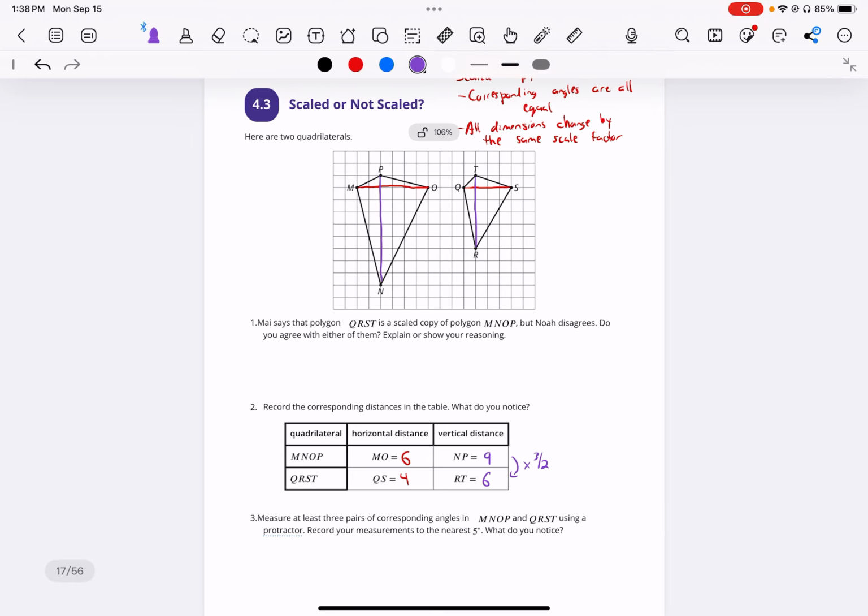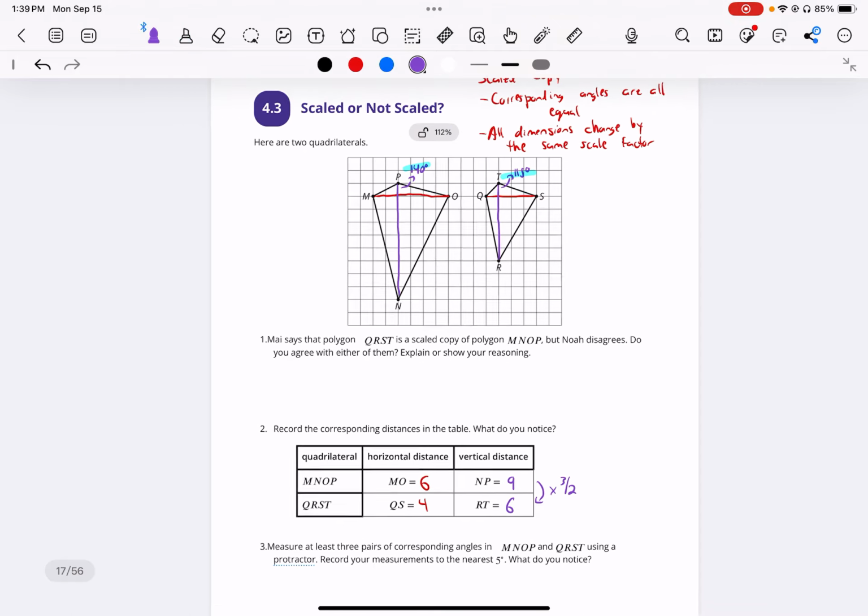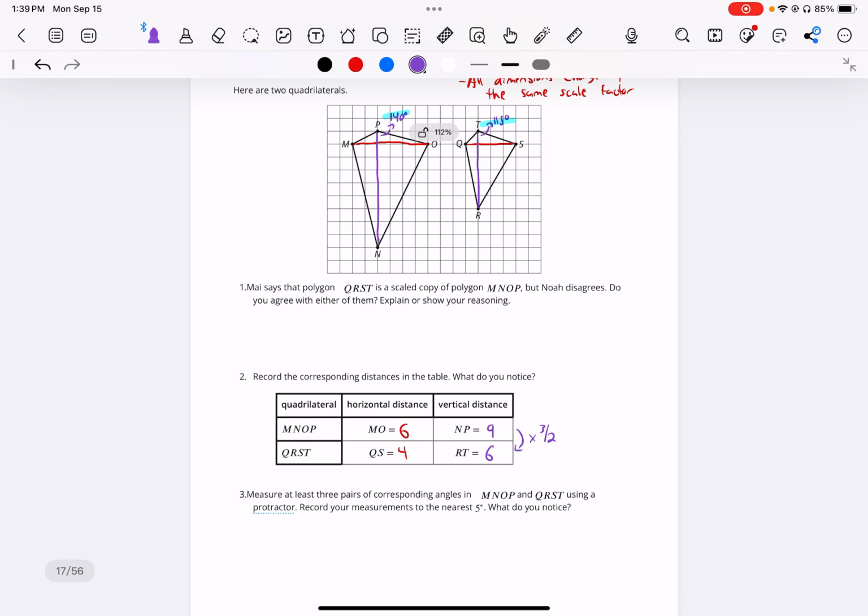But now to check the angle measures, if I measure angle P, the measure of angle P is 140 degrees. The measure of angle T is 115 degrees. Since those corresponding angles are not the same, these two images would not be scaled copies. And the reason being is that the corresponding angles are not equal.